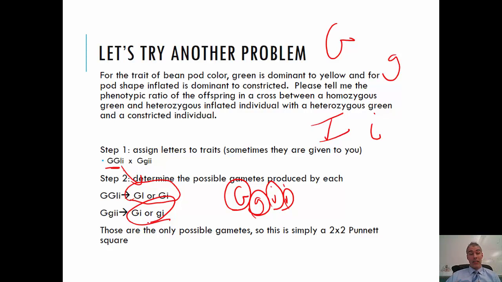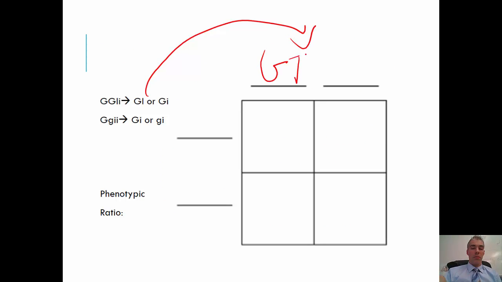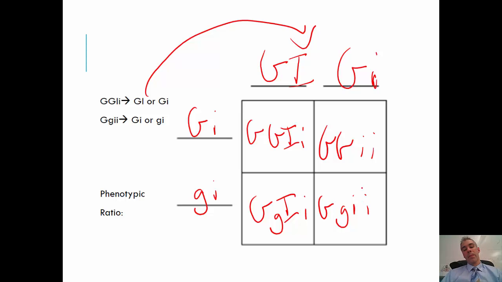Now, even though this has two traits, this is still only a 2 by 2 Punnett square. Sometimes it's actually easier, if you don't have a pure dihybrid cross, to do a normal Punnett square. So here we have the possible gametes for this individual, big G, big I, big G, little i, and for this individual, big G, little i, and little g, little i. And we do the cross: big G, big I, little i; big G, little i, little i; big G, big I, little i; and big G, little i, little i.